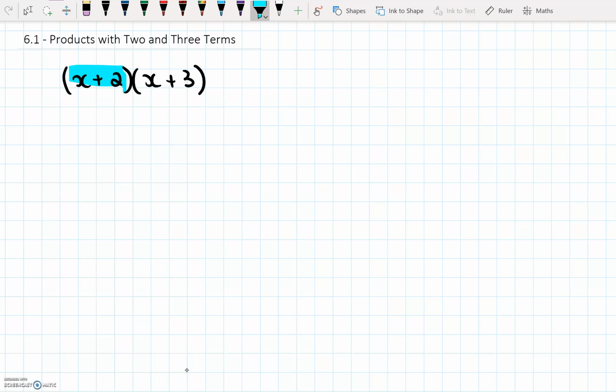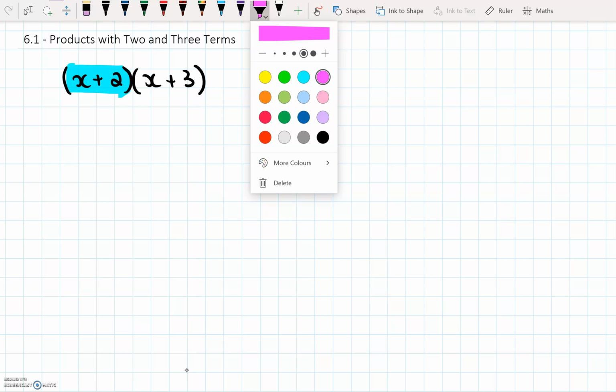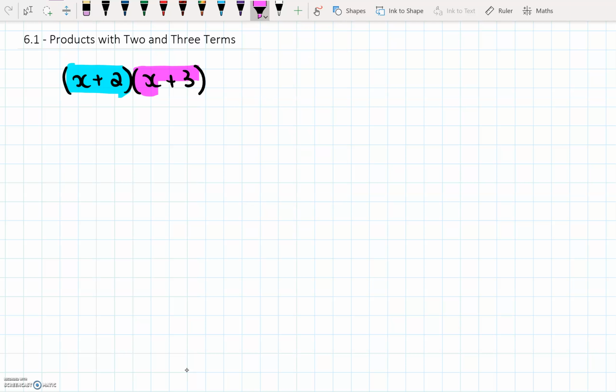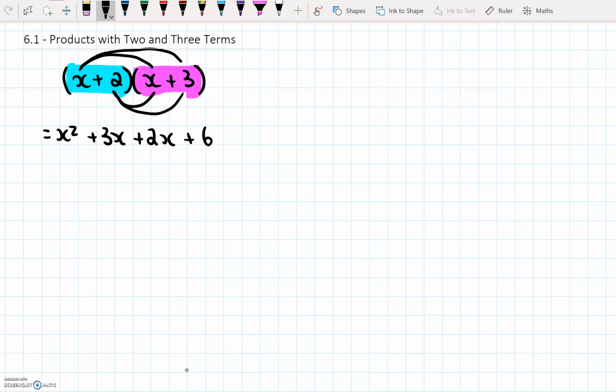The first thing that we are multiplying here is x plus 2. That is one factor in the product. And the second factor is this lovely x plus 3. To multiply these together, we multiply the x times the x. That gets us x squared. We multiply the x by the 3, so plus 3x. We multiply the 2 by the x, so plus 2x. And we multiply the 2 by the 3, so plus 6. And what we end up with is x squared plus 5x plus 6. This you've been doing since year 2.